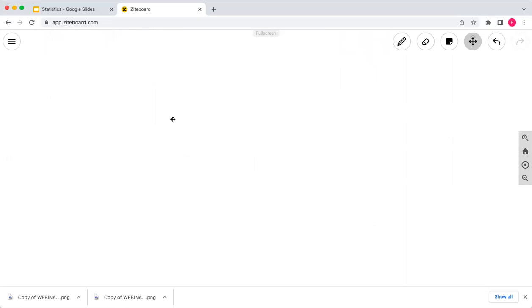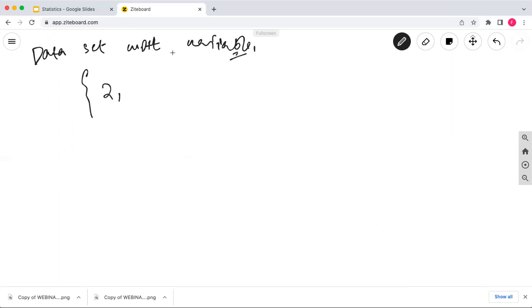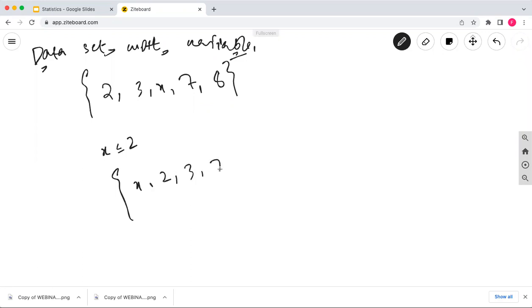Okay, one very important thing: if we are given a data set that includes one variable, for example 2, 3, x, 7, and 8, and I ask you to find the median of this data set, there could be multiple interpretations based on the value of x. First of all, if x is less than or equal to 2, x will be moved to the start. This will be x, 2, 3, 7, and 8. In that scenario, the median is 3.